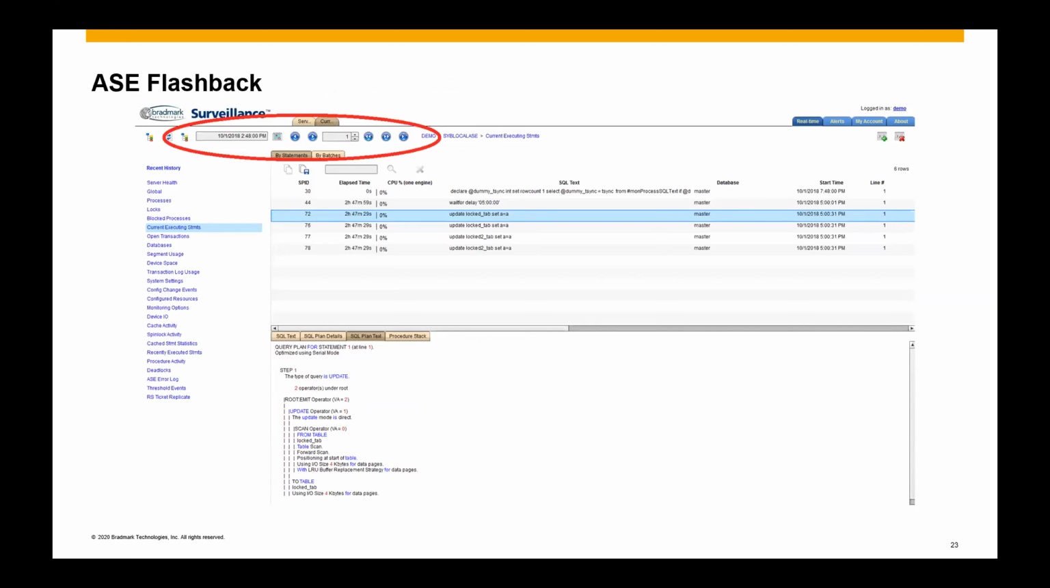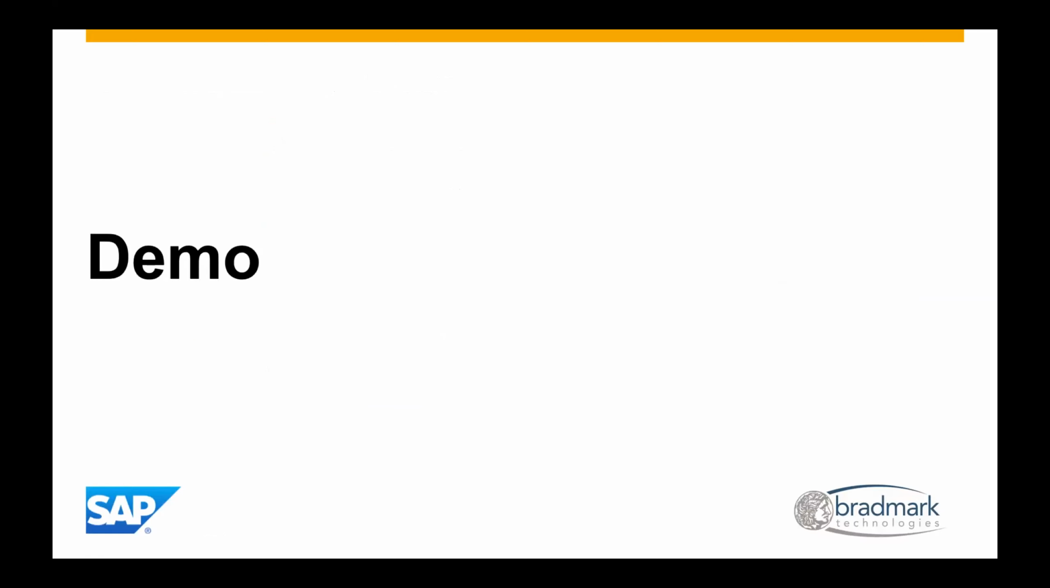So if we're looking at what's currently running, this is when we flash back and we can see, okay, these items were running. This was the query plan during that time. And again, this is coming from our recent history data. So we'll go ahead and go into a quick demo.